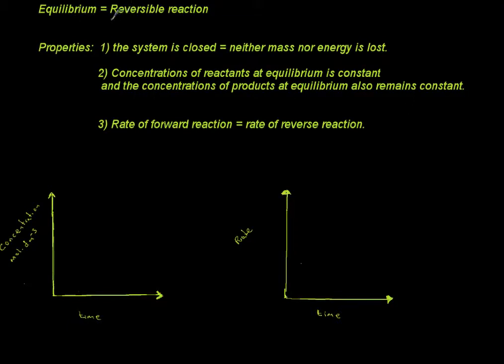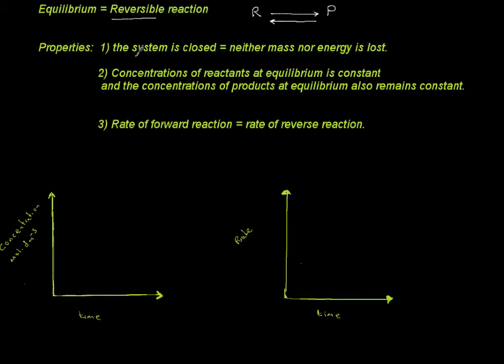Equilibrium is a reversible reaction, meaning as reactants are reacting to give you products, at the same time products decompose and give reactants back. This forward and reverse reaction continuously takes place, and there are a few properties that you need to respect in order to have equilibrium.